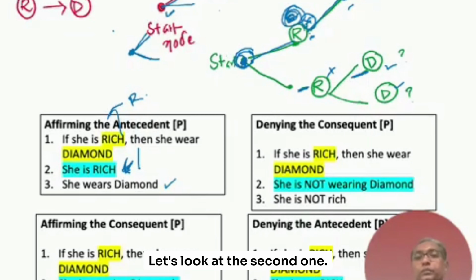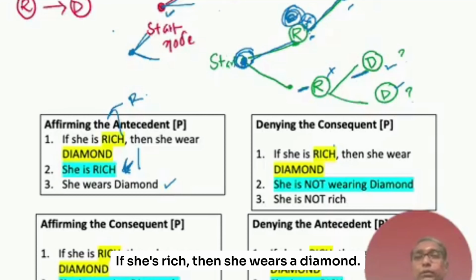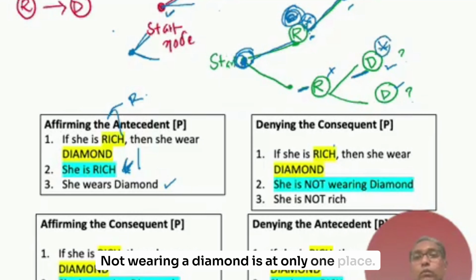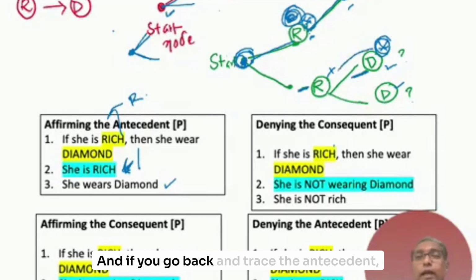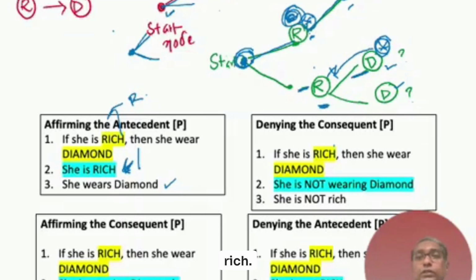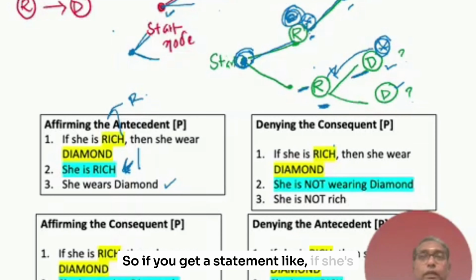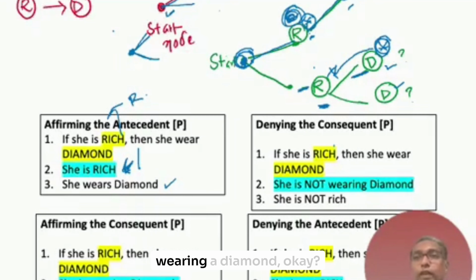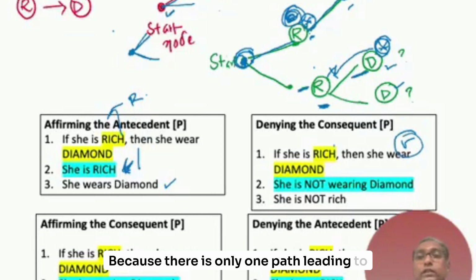Let's look at the second one. If she is rich, then she wears a diamond. Fine. She's not wearing a diamond. Let's see where we need to start here. Remember, not wearing a diamond is at only one place. And if you go back and trace the antecedent, there is only one possible antecedent here for not wearing diamond, and that is she's not rich. So if you get a statement like, if she's rich, she wears a diamond, and she's not wearing a diamond, that means therefore she is not rich. This is also a valid conclusion because there is only one path leading to here.